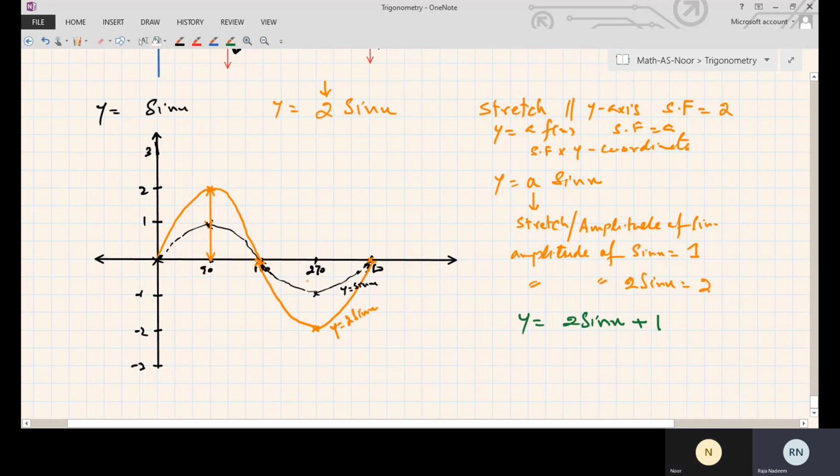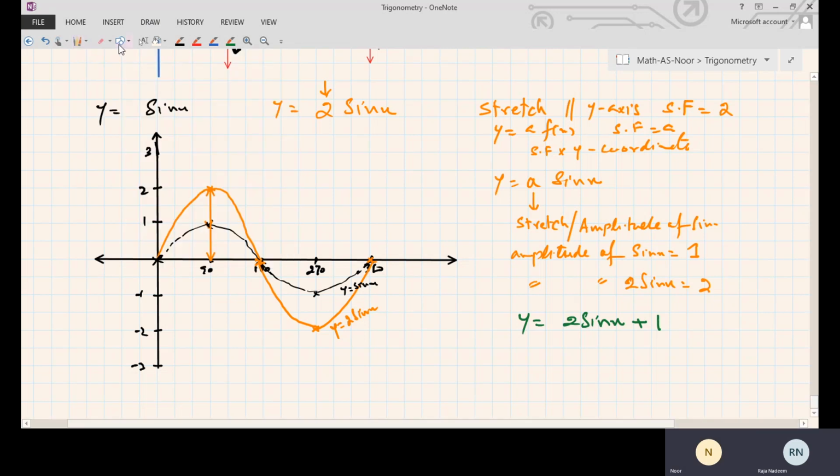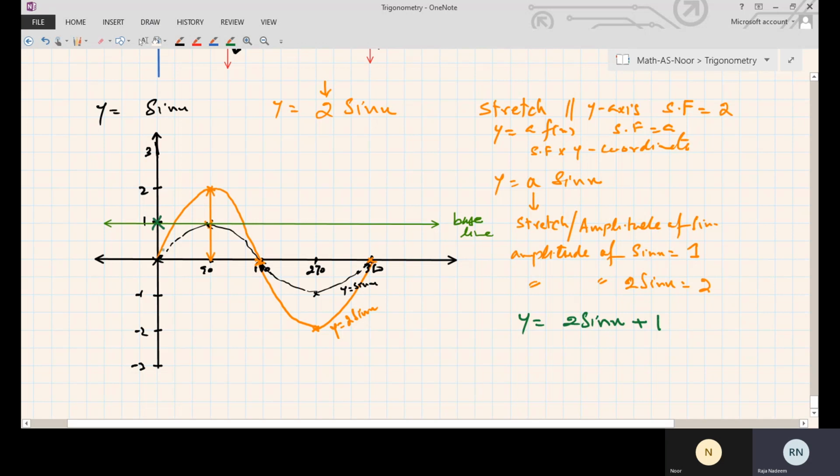This is the graph. Plus 1 unit means we draw a baseline which passes through positive 1 on the y axis. So this is the baseline, and the 2 sine x graph will be translated 1 unit vertically upward. So all the points on this orange graph will move 1 unit upward.